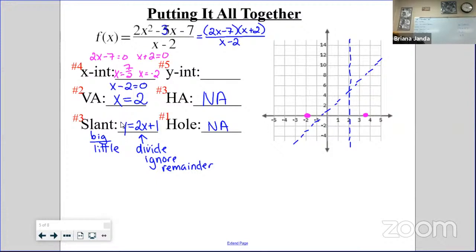Y-intercept, plug in 0. I would go back to the unfactored form. Gives me a -7 over a -2. Those negatives cancel. 7/2 is again 3.5. So on my y-axis, I've got 3.5. Any questions?